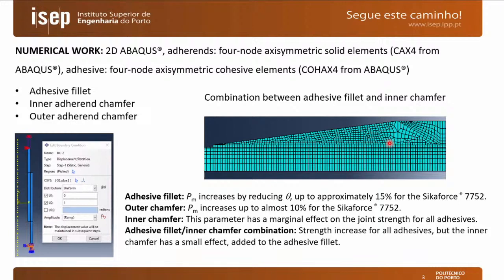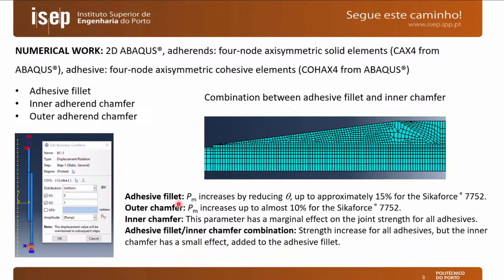After having these results, we tried to combine different geometric modifications. We could not combine the outer chamfer with the other 2 geometric modifications, but we tried to combine an adhesive fillet with an inner chamfer, and this is the example that we have here in this figure. However, since the inner chamfer did not show a very positive effect on the joint strength, it was found that the results were very, very similar to the ones obtained just using an adhesive fillet.